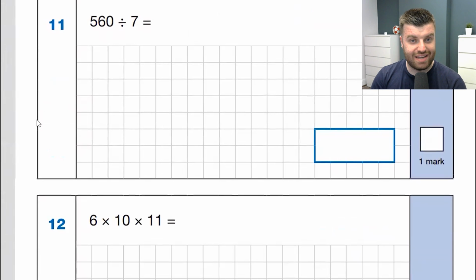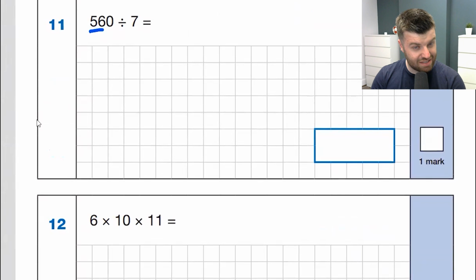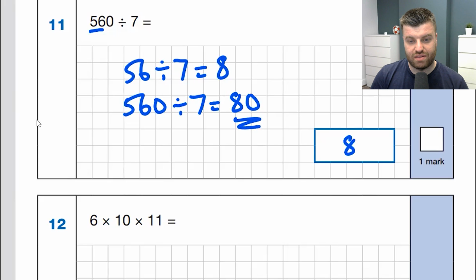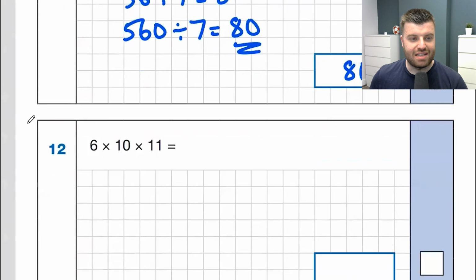Let's look at question 11. 560 divided by 7. Again, guys, let's use our times table facts. If it was just 56 and we knew our times tables, we'd be able to answer this really quickly. 56 divided by 7 is 8. So if it's 10 times bigger to start with and we divide by 7, the answer is going to be 10 times bigger as well. The answer here is 80. Let's take a look at question 12.